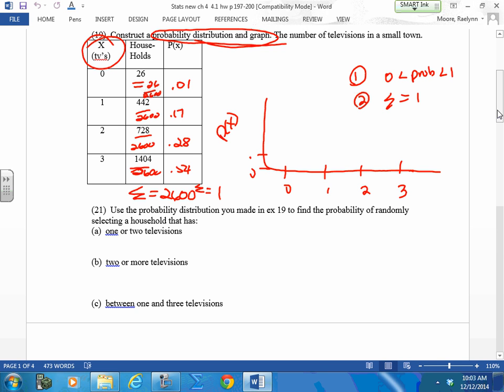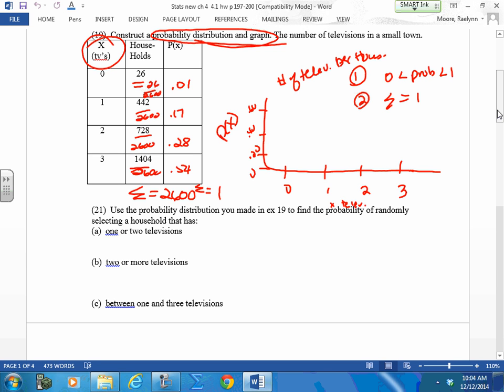If you go, say, 0.20, depends on how much space you have. Make it equal. Go by 0.05s if you can. Go by 0.10 if you can. Give it a title. This was your number of televisions per household. Label your axes. These are your x values, your televisions.